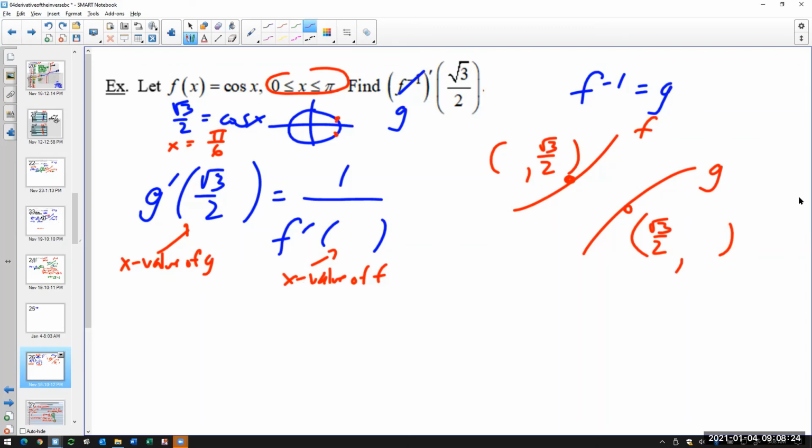So what that means is this is pi over 6, this is pi over 6, and this is pi over 6. Everybody good on why I found pi over 6 and where I put it in? Well, if I could just figure out what f prime of pi over 6 is, it's really just plugging into this formula. I know that f of x is equal to cosine x. What's f prime of x going to be equal to?